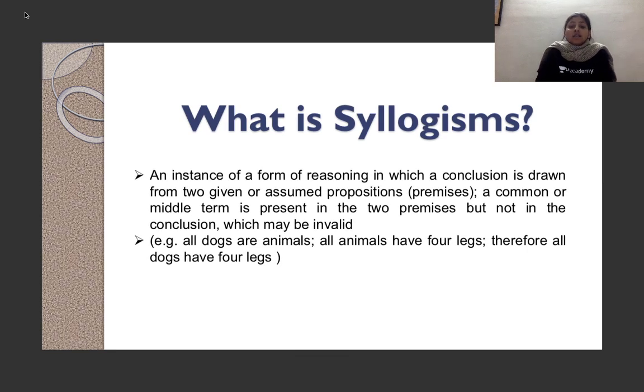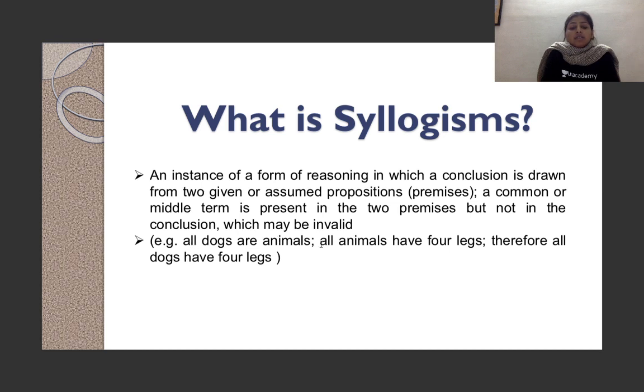So, what is syllogism? It is an instance of a form of reasoning in which a few statements, a few assumed propositions, will be provided, and some conclusion will be drawn based on that. You will have to assume the statements to be true, and check if the conclusion is valid or invalid. Also, there will be a common or middle term in both the premises, and the conclusion may or may not have that term. Okay, so as you can see here, there is an example.